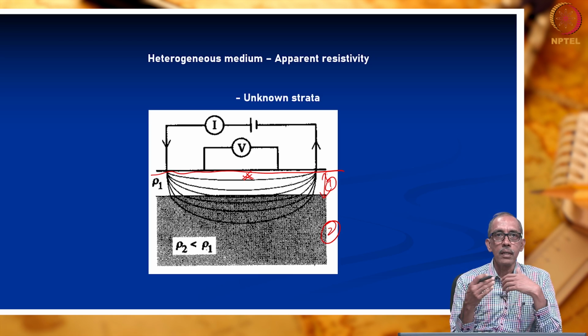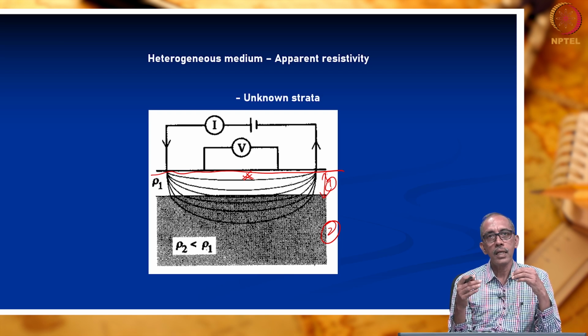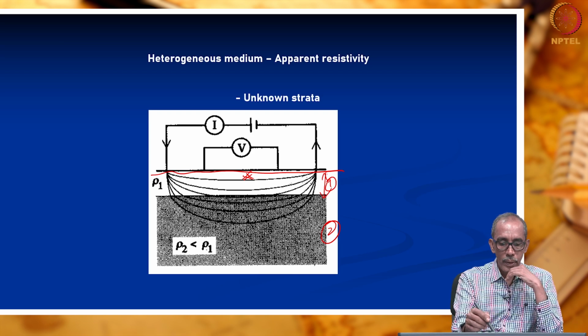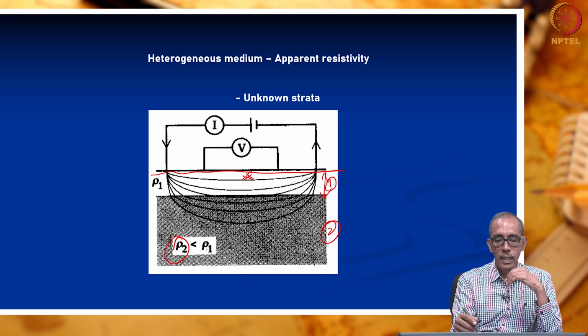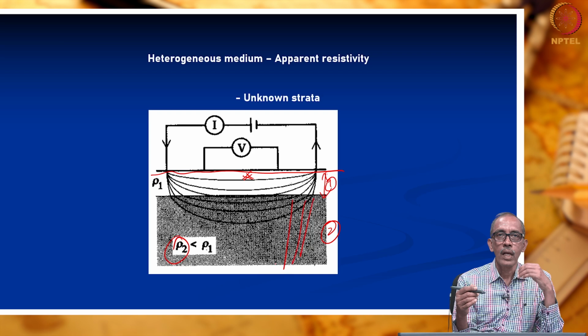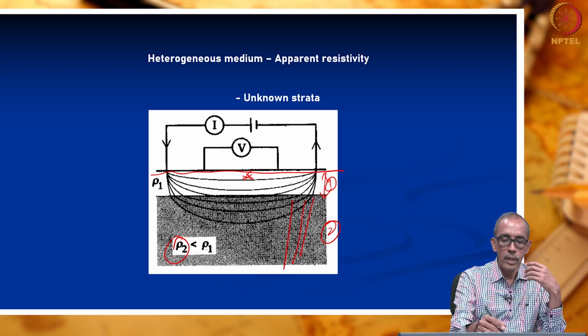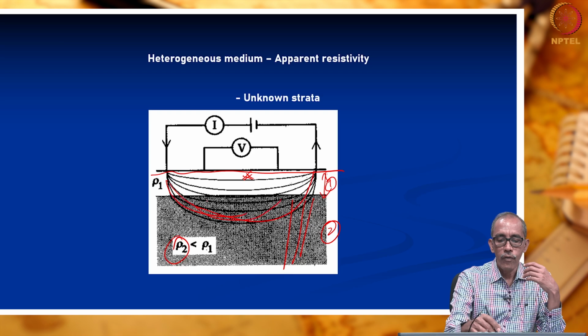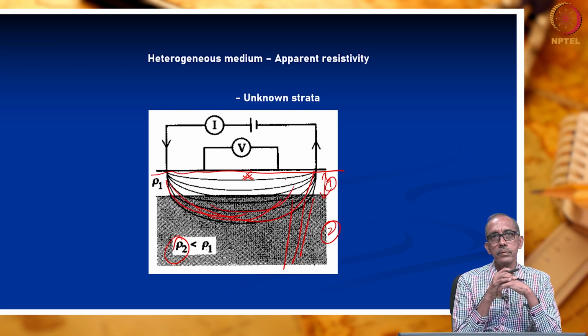So due to which the current will try to follow the zones where the resistivity is very less. For example, in this case, resistivity of layer 2 is less than layer 1. That means this layer has got comparatively lower resistivity. So what will happen? Most of the current which we apply will tend to flow through the second layer.